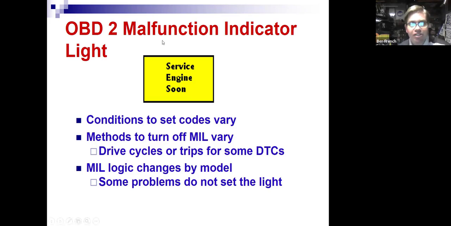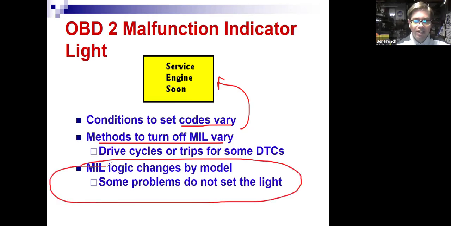So the conditions to set the check engine light, to set codes, and thereby turn on the check engine light, do vary by what system is setting the code and what vehicle you're working on. The methods to turn off the check engine light vary between, I have to turn it off with the scan tool, to, can I drive the car and have it test itself and turn it off automatically. So there's a lot of variables here. And of course, there can be problems in the car that don't increase emissions, so they don't turn on the check engine light, or the MIL.